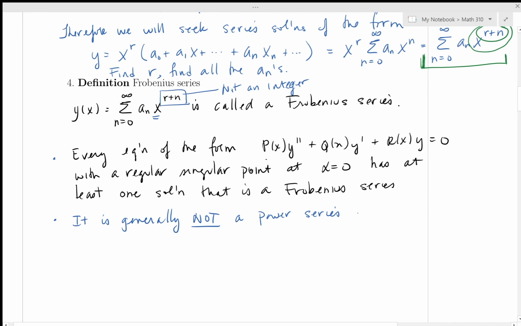because r is not necessarily an integer.